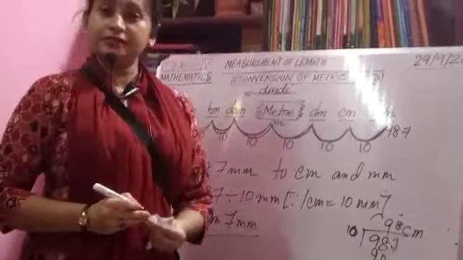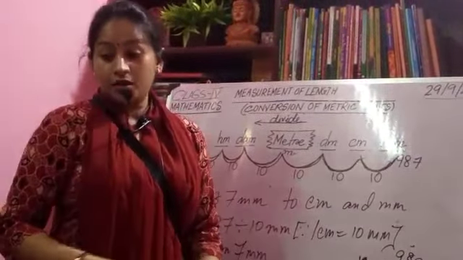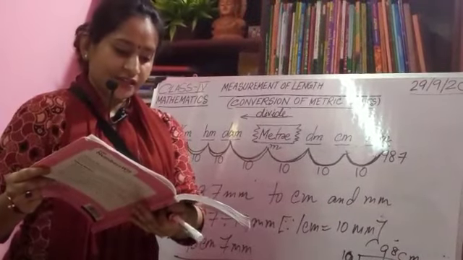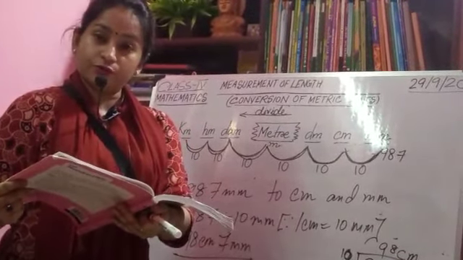So children, this is how you have to solve these sums. From your book, you are going to practice page number 176, exercise 12a. You are going to do all sums.